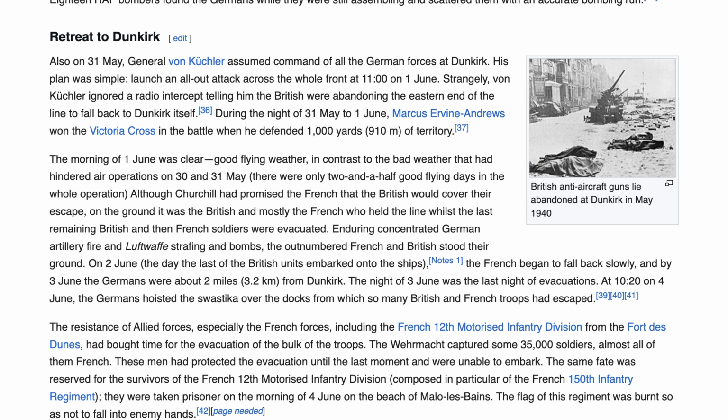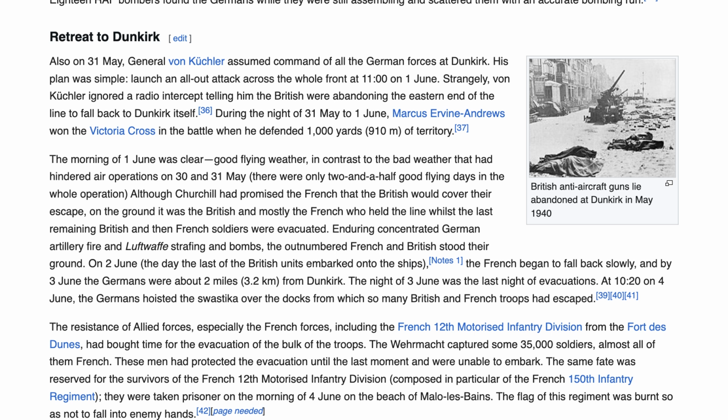The resistance of Allied forces, especially the French forces, including the French 12th Motorized Infantry Division from the Fort des Dunes, had bought time for the evacuation of the bulk of the troops. The Wehrmacht captured some 35,000 soldiers, almost all of them French. These men had protected the evacuation until the last moment and were unable to embark.